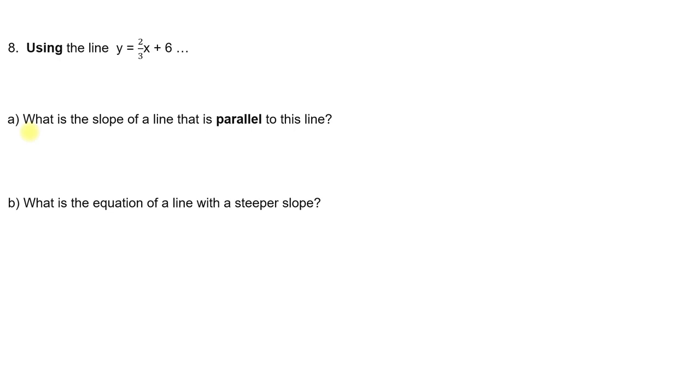Using the line y equals 2/3 x plus 6, what is the slope of a line that is parallel to this line? Well, if it's parallel, that means it has the same slope. So whatever equation we choose to write, it has to have a slope of 2/3 x. Doesn't matter what the y-intercept is, but the slope must be 2/3 x.